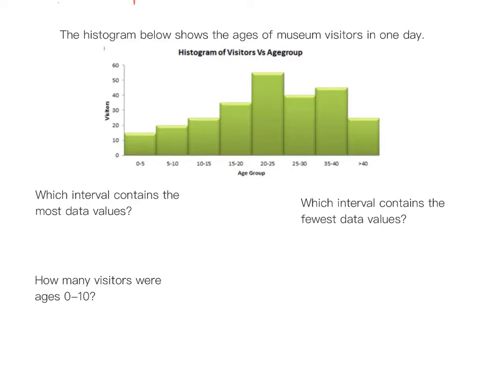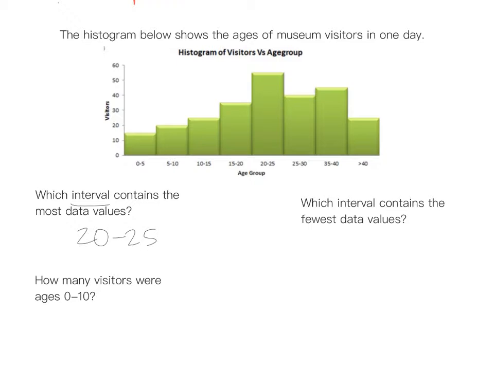First of all, which interval contains the most data values? Well, these are nicely labeled for us in this one, and it's pretty obvious, and it's this one, right? It's going to be the tallest one, the most data values, okay? And so we would say what interval, so again, an interval is not just a number, it's a range, and so we'd say the interval of 20 to 25.